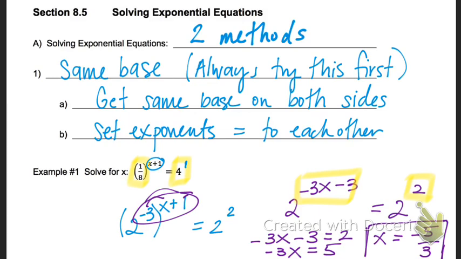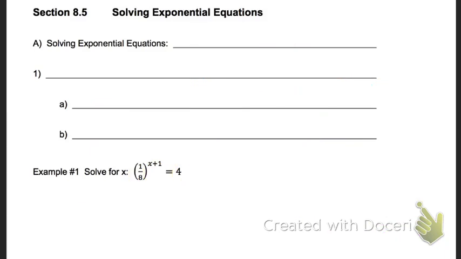Wait, where did you get the -3? Wait, which one? The very first one? Yeah. I changed this 1/8 to have a base of 2. Okay. So 2 to the -3rd power is equal to 1/8. So I just changed it, converting it to the same base. Okay, let's try the next one.